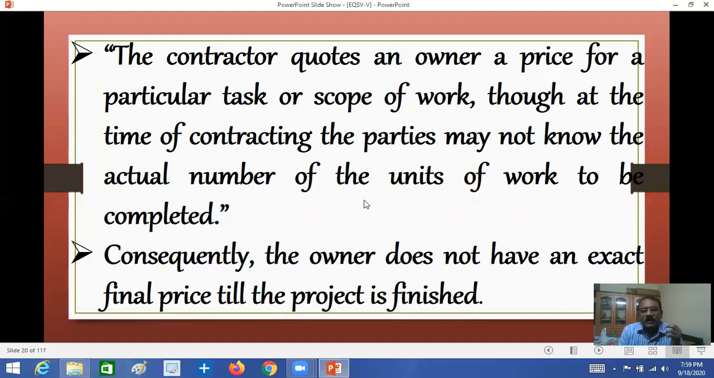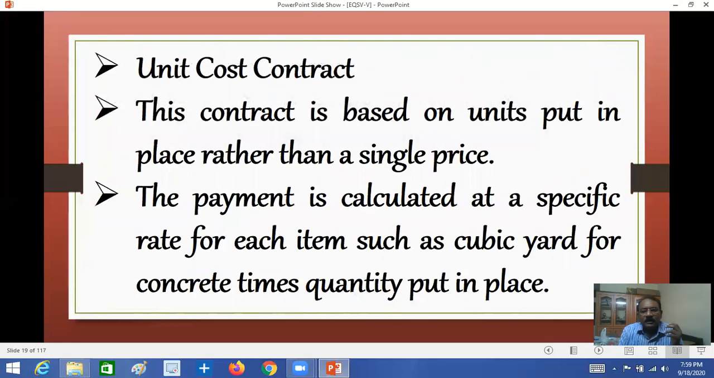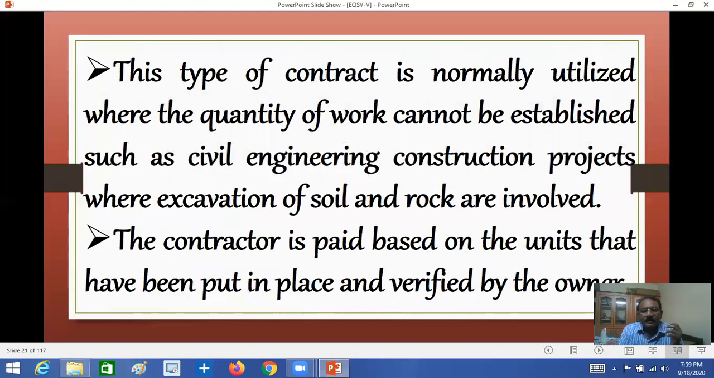So this is the unit cost contract, and this type of contract is normally utilized where the quantity of work can't be established, such as civil engineering construction projects where excavation of soil and rocks is involved. This contract is based on the units that have been put in place and verified by the owner. Okay, this is the important point in this contract.